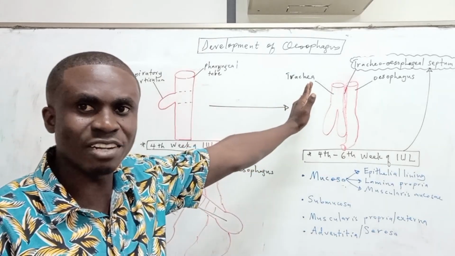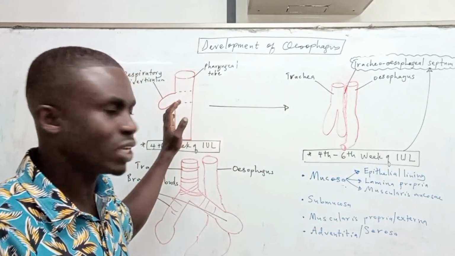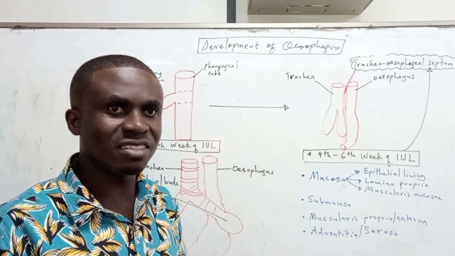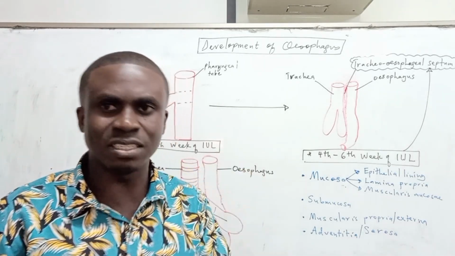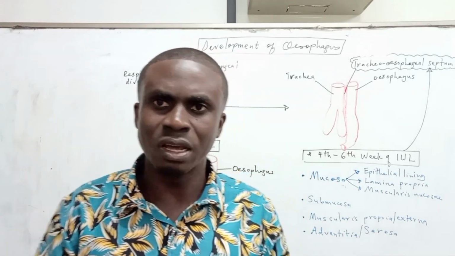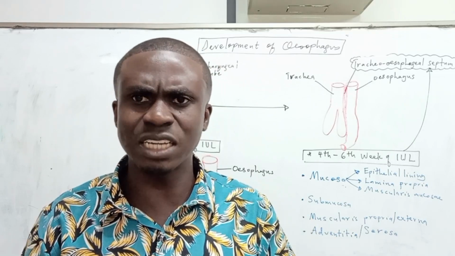Essentially, I'm interested in the trachea, being the ventral portion, and the dorsal portion being the esophagus, which is going to elongate around the 7th week of intrauterine life. And I said it's because of the descent. If you are asked what is the stimulus for the elongation of the esophagus, it is the descent of the heart and of course the lungs.